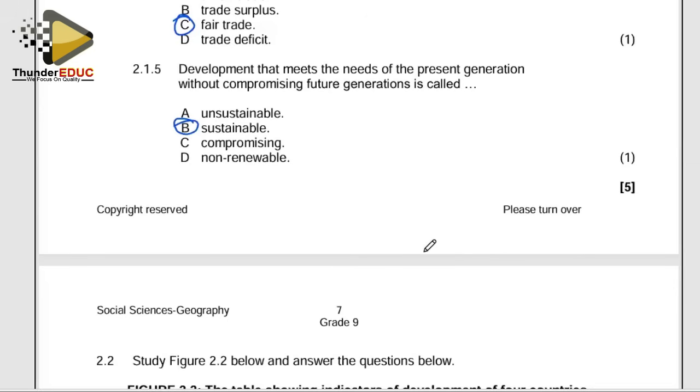Or the environment. We must not harm the environment. Let's not pollute the water sources. Let's not pollute the land. Let's try to conserve our air such that it won't become toxic to the coming generations. The water is still usable to the coming generations. The land is still productive enough. So that is sustainable development.